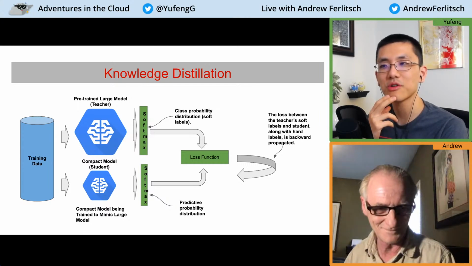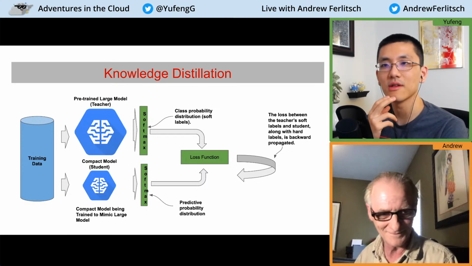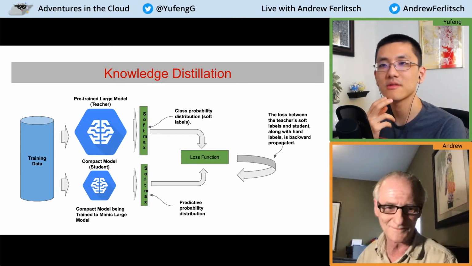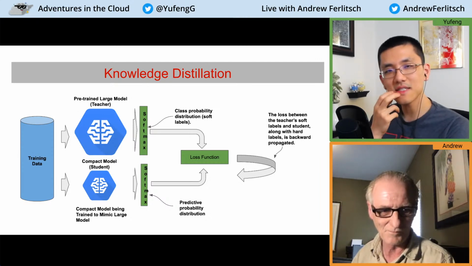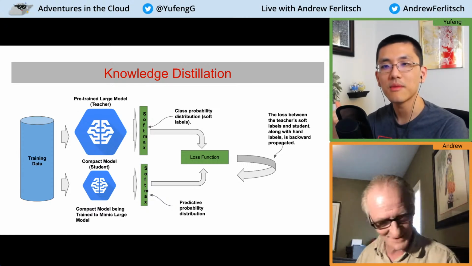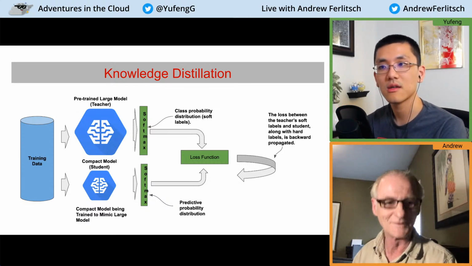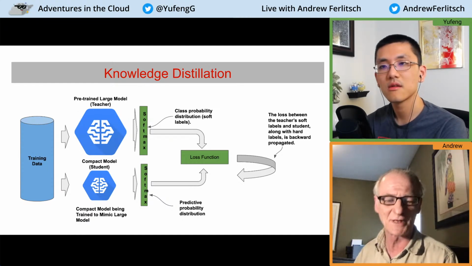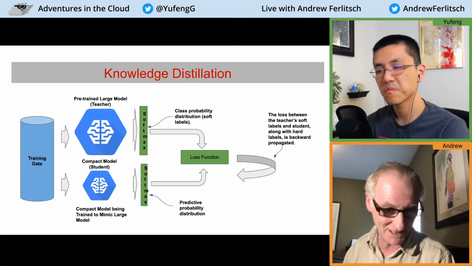Interesting. So we're trying to minimize the difference between the softmax outputs of the large model and the compact model. Exactly. And this somehow leads to the student model being able to recognize the data more accurately than if it was just trained on the training data without the assistance of the teacher.